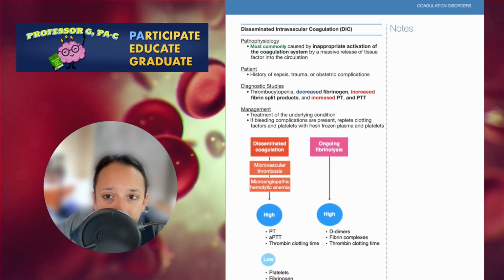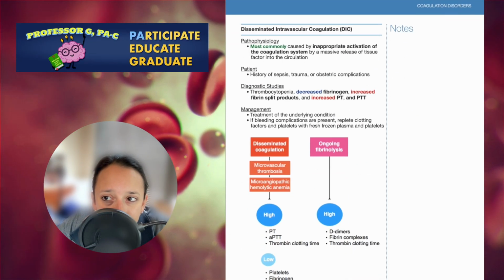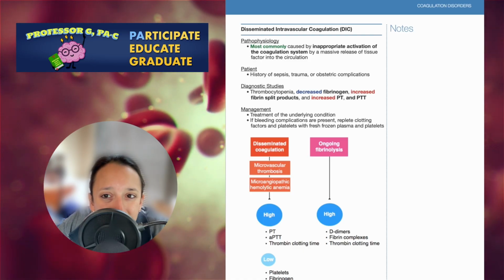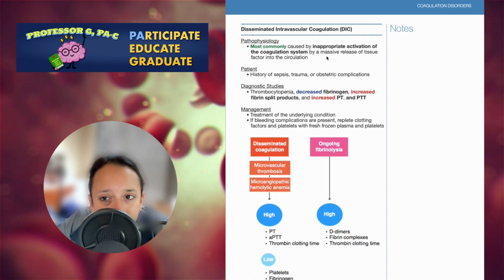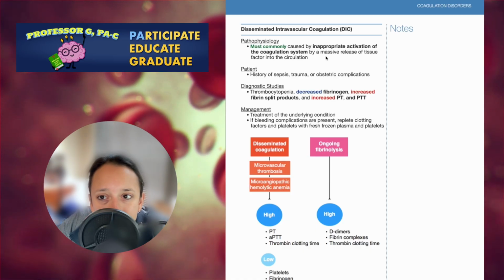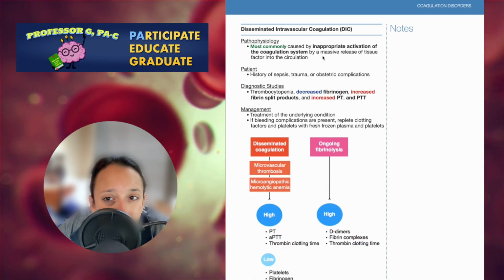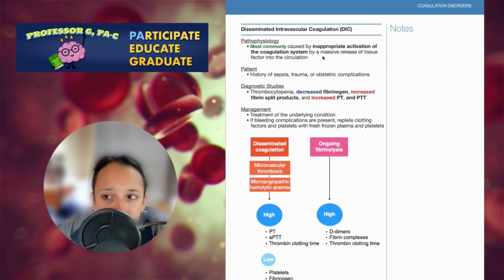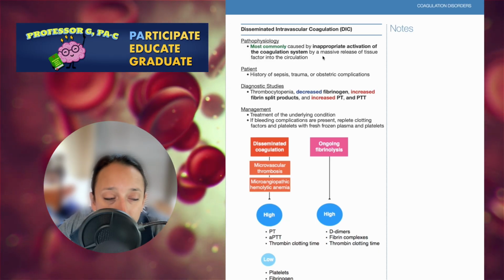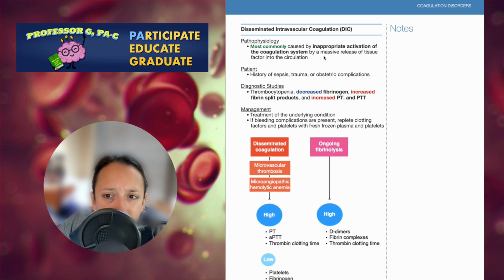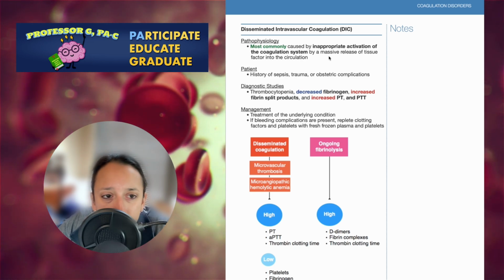So DIC is a pathologic process where the body basically both clots and bleeds at the same time. And it's not a primary disease. It's a secondary complication that occurs in response to a major trigger like sepsis, trauma, malignancy, or obstetric emergencies, like placental abruption or amniotic fluid embolism.